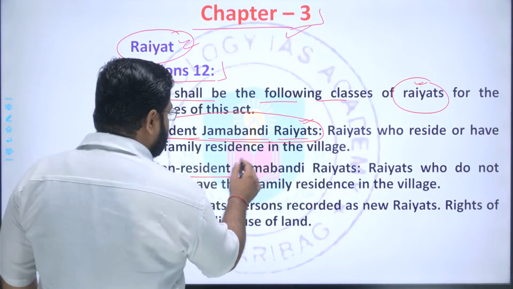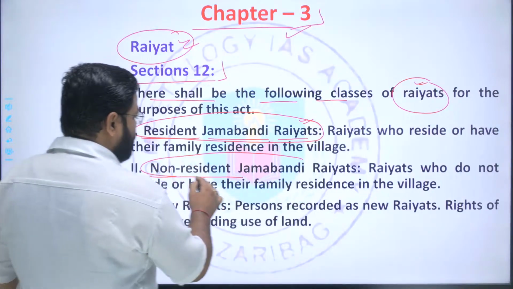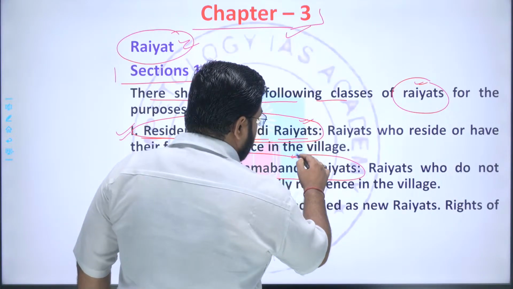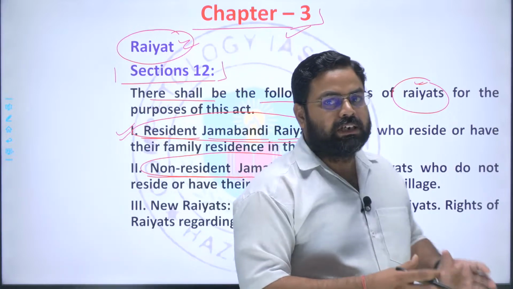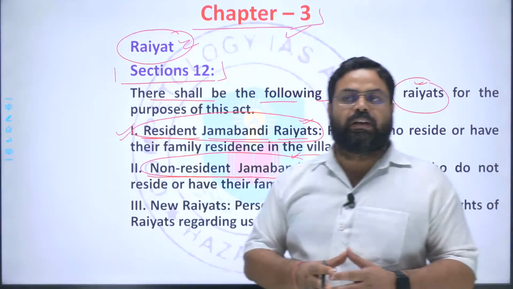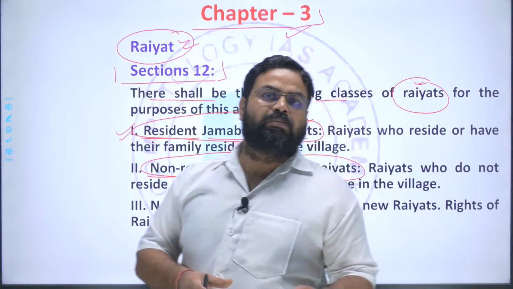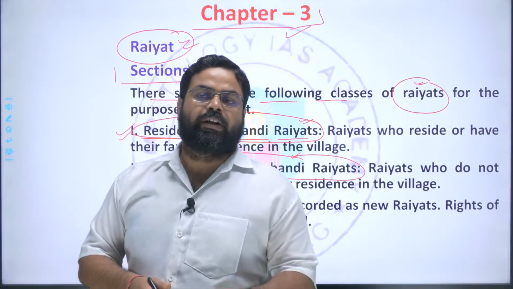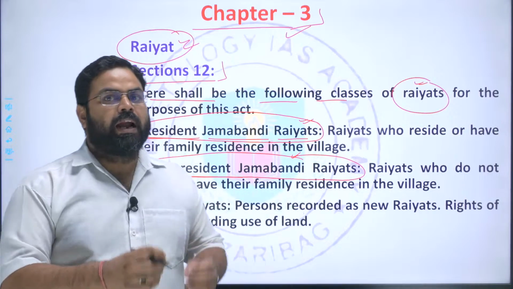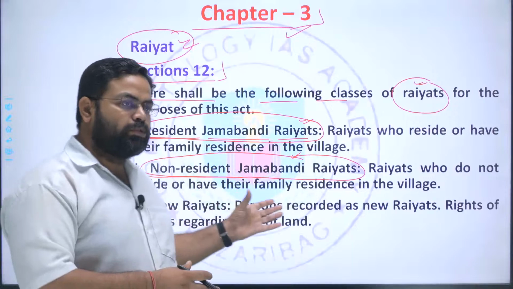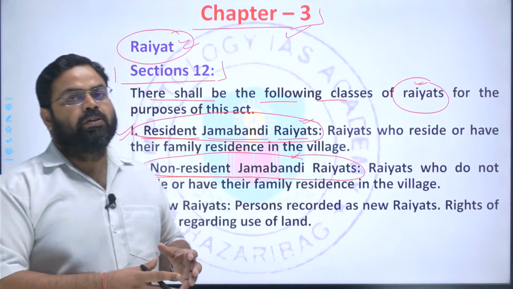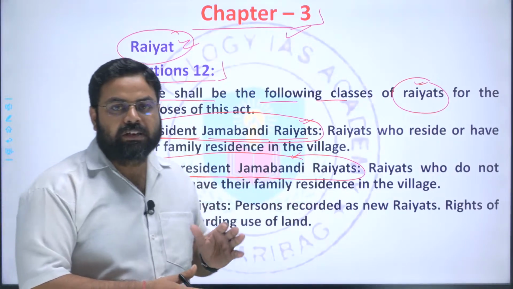Next is the non-resident jamabandi raiyat. Those raiyats who have land in the village, but they and their family do not live in that particular village, yet have their name mentioned in the record of rights with respect to the land holding they have in that village, will be considered non-resident jamabandi raiyats.